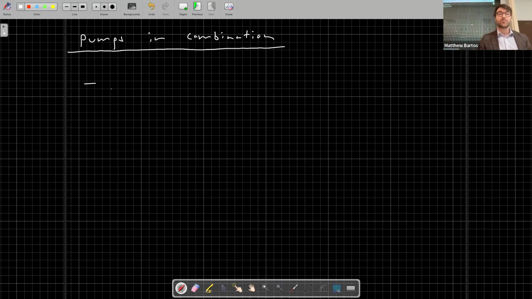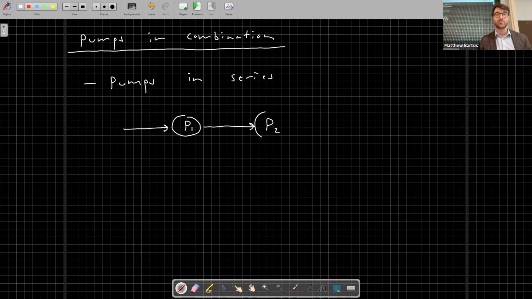We have pumps in series. To be clear, that means we have flow coming into some pump. That pump, I'll call this P1, discharges into another pump, P2. And then that pump discharges possibly into some other pump, P3, and so on and so on. So this would be pumps in series.